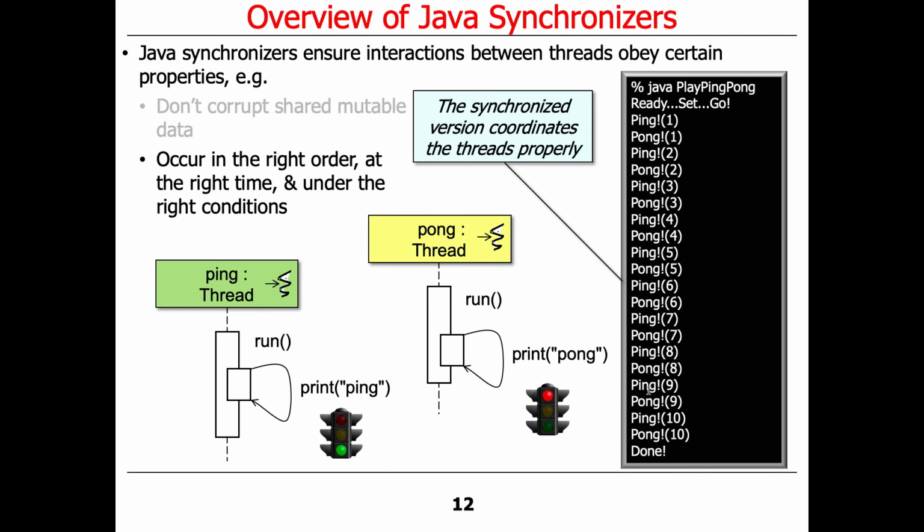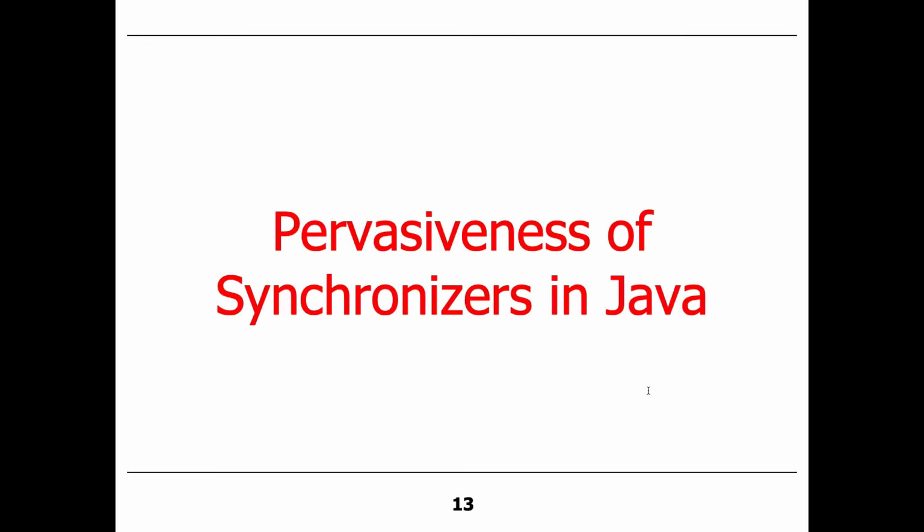If you use a synchronizer correctly, in this case, say a semaphore or a condition object, which we will talk about in more detail, then you can coordinate these threads so that they run under the right condition, in the right order, at the right time. And then you'll get the right result. Ping pong, ping pong, ping pong, and so on and so forth. So we'll look at that a little bit later when we get talking about things like semaphores.